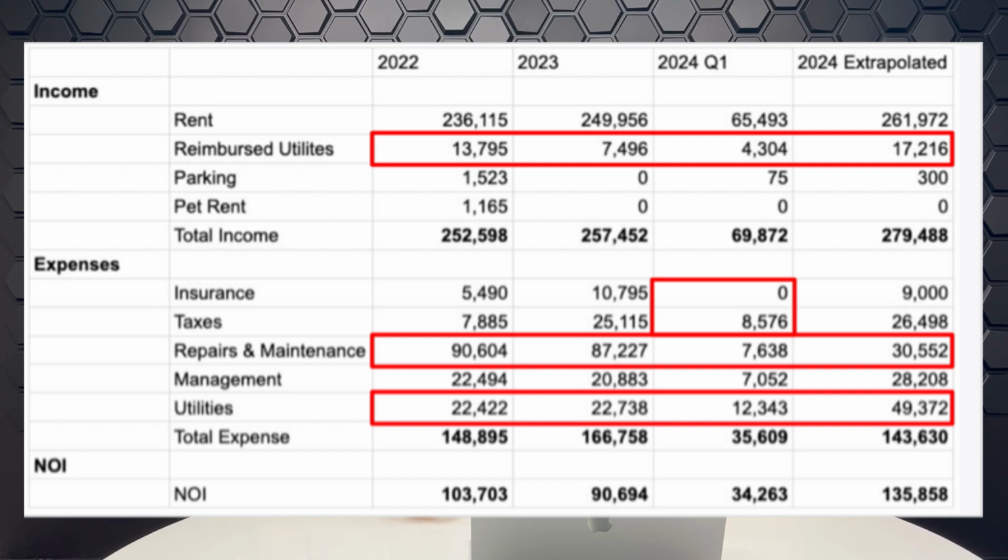So looking at repairs and maintenance, their numbers are so much higher for 2022 and 2023, almost $90,000 for each of those years, and they have only spent $7,000 in Q1 of 2024, which would come out to around $31,000 for the whole year extrapolated.